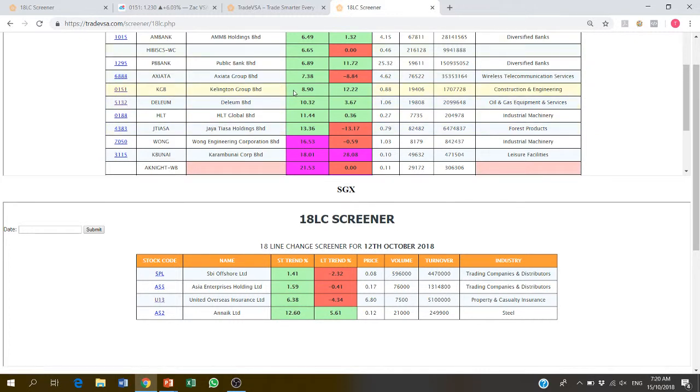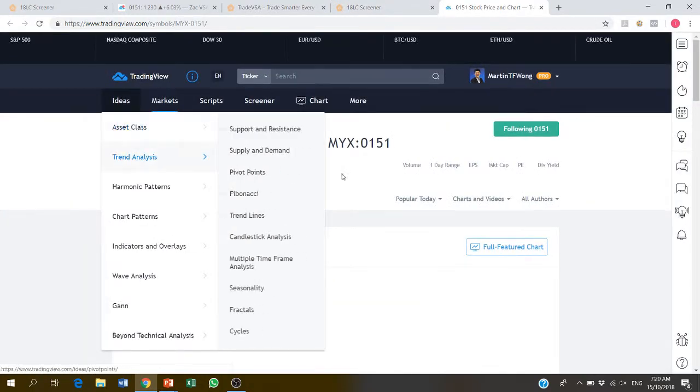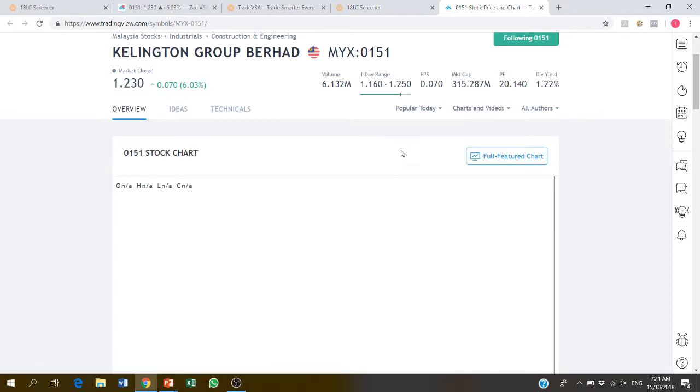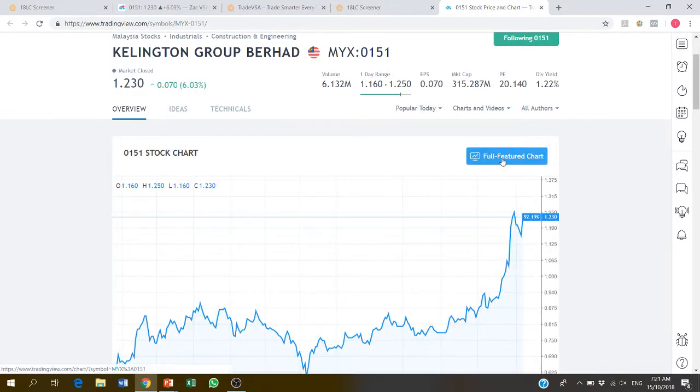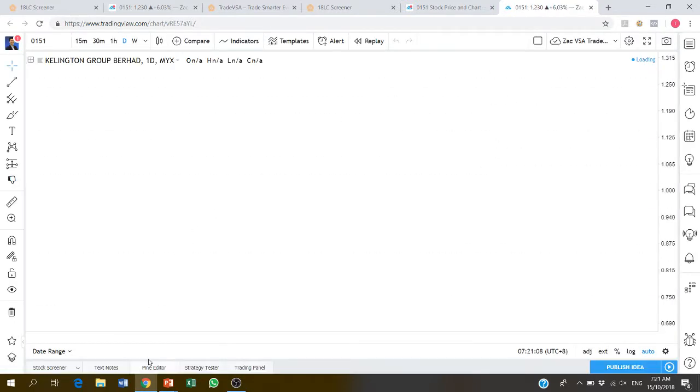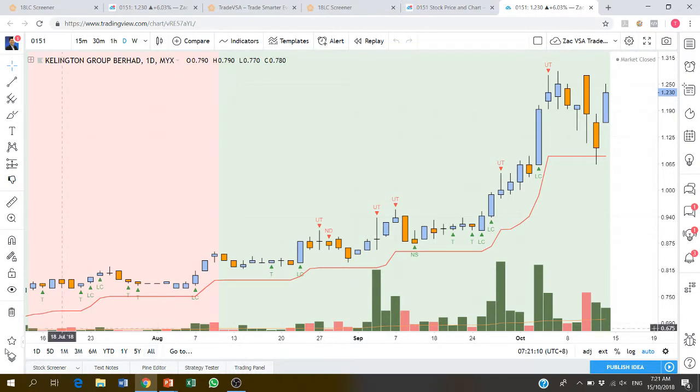As you can see, ST 8.9 and LT 12.2, so both are in green color, a good and likely setup. Just click on the code, it will lead you to TradingView. Again click on the full features chart. It will lead you to the TradingView charting platform. So this is TradeVSA with TradingView chart with our TradeVSA indicators.